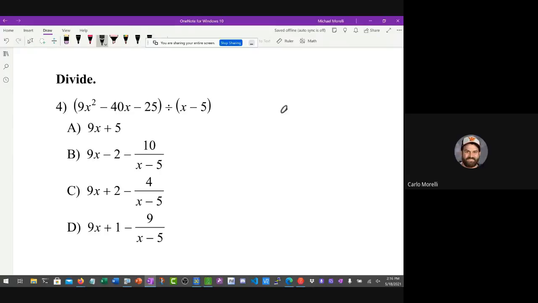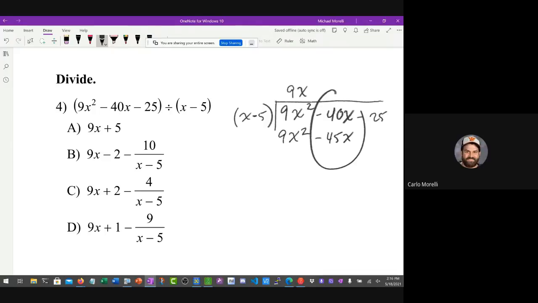Okay, so I think we're already on number 4, and we're dividing polynomials. It's not hard. We'll just have to write it out like a long division problem. 9x squared minus 40x minus 25 divided by x minus 5. Put that in parentheses. Now, you got to ask yourself, what times x equals 9x squared? And the answer is 9x. So then you multiply the 9x by both terms inside that binomial. 9x times x is 9x squared. That's what you want. 9x times negative 5 is negative 45x. It's not important that this column matches, but it is important that this matches.